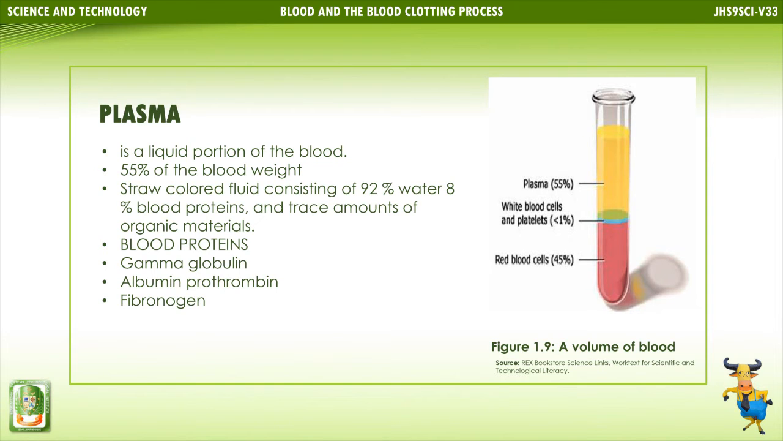Plasma. It is a liquid portion of the blood. 55% of the blood weight is plasma. It is a straw-colored fluid consisting of 92% water and 8% blood proteins and a trace amount of organic materials.